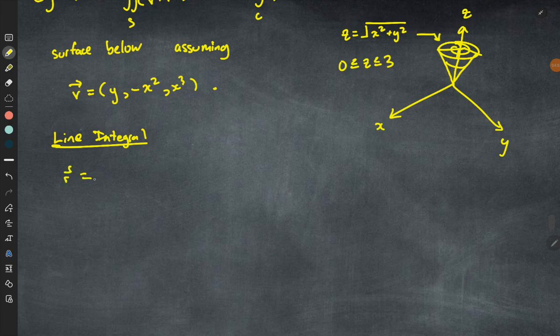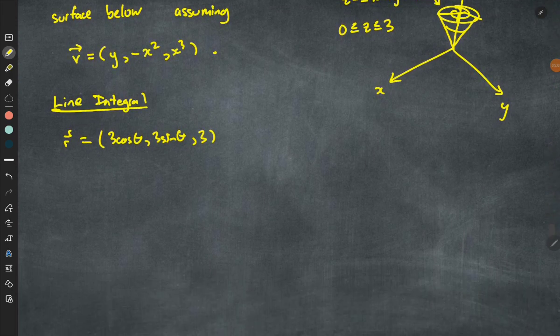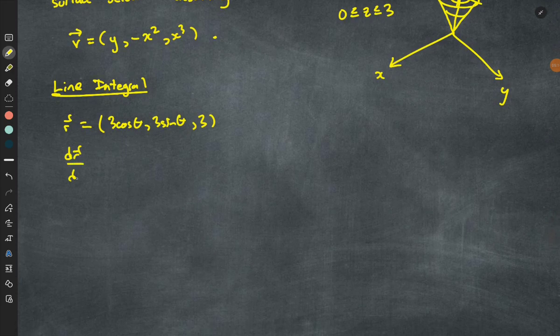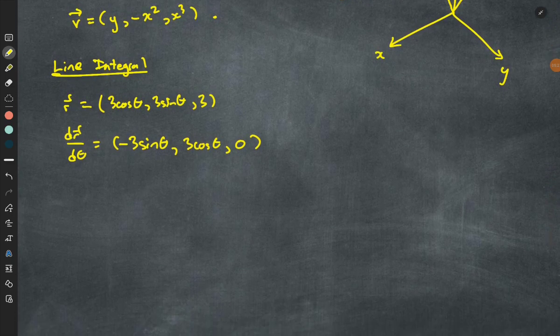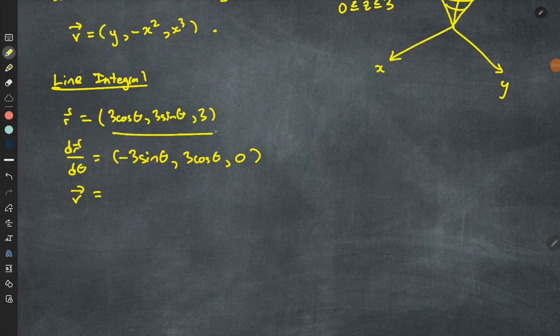So r is equal to 3 cos theta, 3 sine theta, 3. We can easily parameterize that curve just like that. And because we're going to need its derivative in our line integral, we'll solve that right now. So the x component becomes negative 3 sine theta, the y component becomes 3 cos theta, and the z component becomes 0. Then the next thing we're going to do is substitute these values into our vector field.